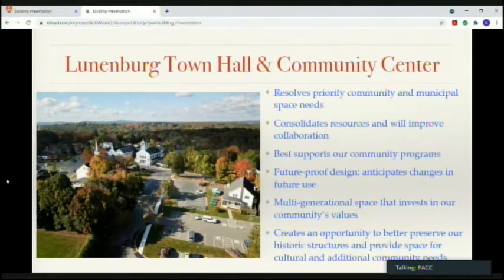The new build is a future-proof design that anticipates changes in future use, multi-generational space that invests in our community's values, and it creates an opportunity to better preserve our historic structures. And really, this is through the reuse of the building and providing space for culture and additional community needs. And that would be through the reuse of the town hall and of the Ritter building.